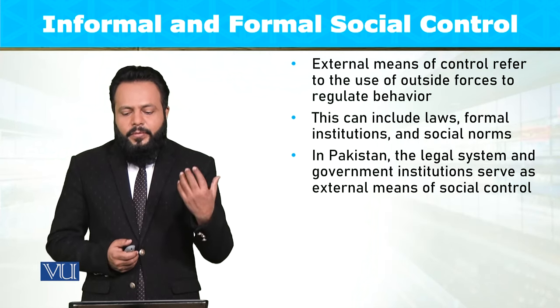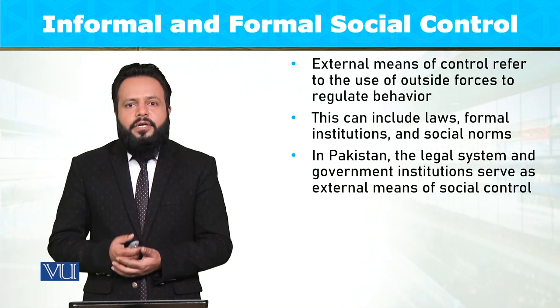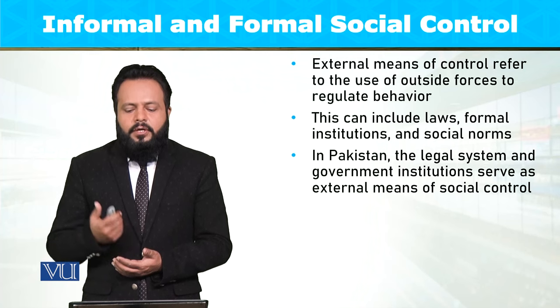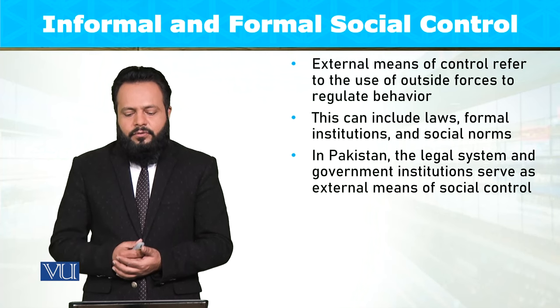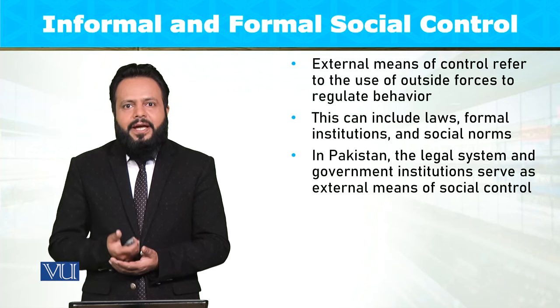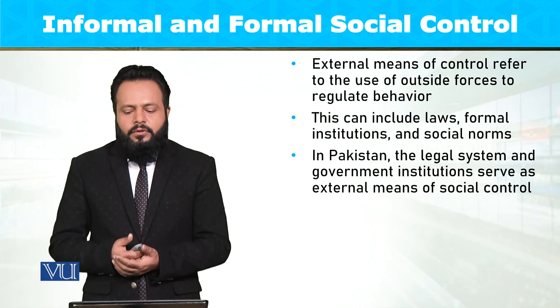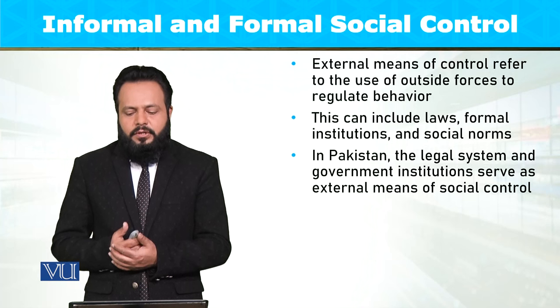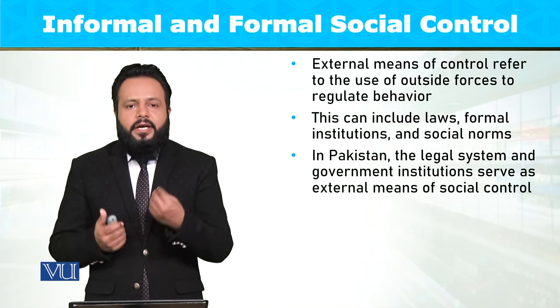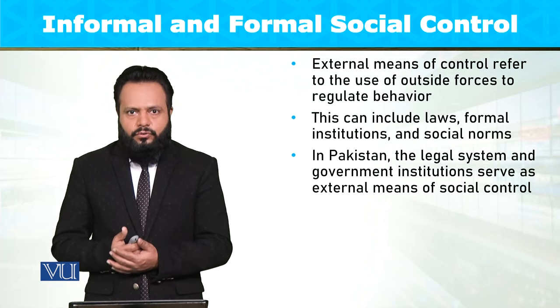So external means of control refer to the use of outside forces to regulate human behavior. This can include law, formal institutions, and social norms. In Pakistan, for example, the legal system and the government institutions serve as the external means of social control.